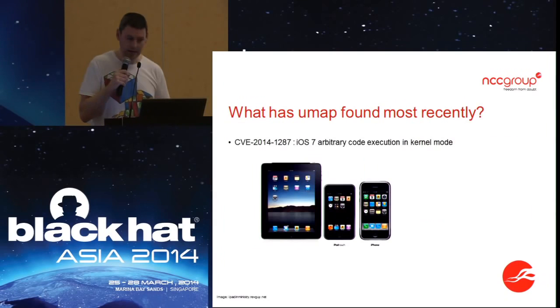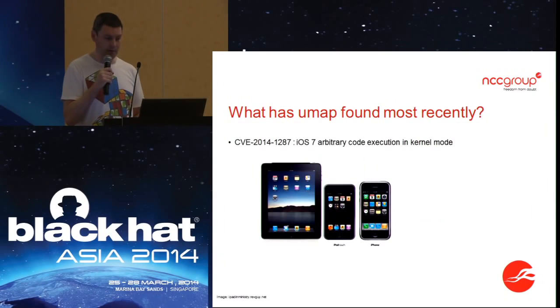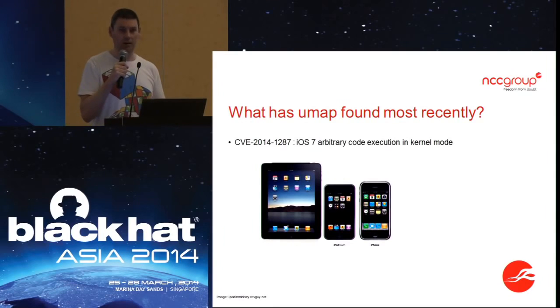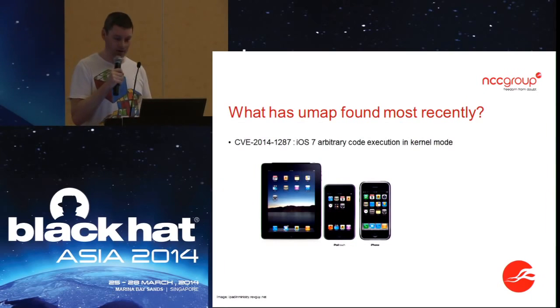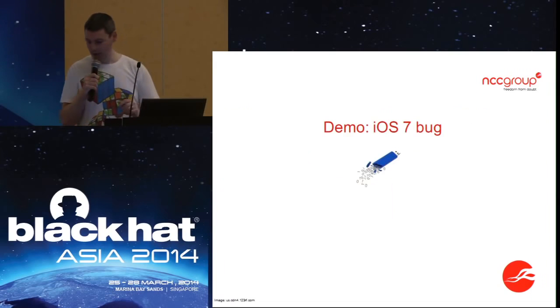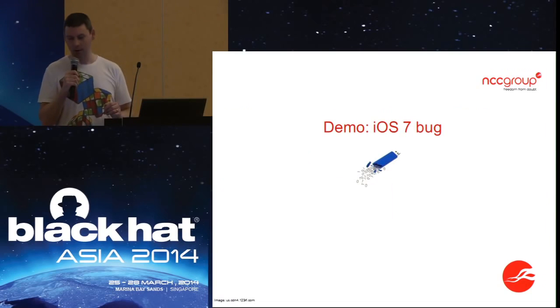Most recently, and the advisory for this went out last week, UMAP identified arbitrary code execution in iOS 7. So it's pretty powerful stuff. If somebody actually wrote an exploit for this particular vulnerability, we're talking about a tethered jailbreak here. The fact that these kinds of things are still there and can be found with open source tools, download UMAP and have a play with it. You never know what you might find. My iPad here is still running an older version of iOS. Basically any version of iOS prior to 7.1 is vulnerable to this bug.